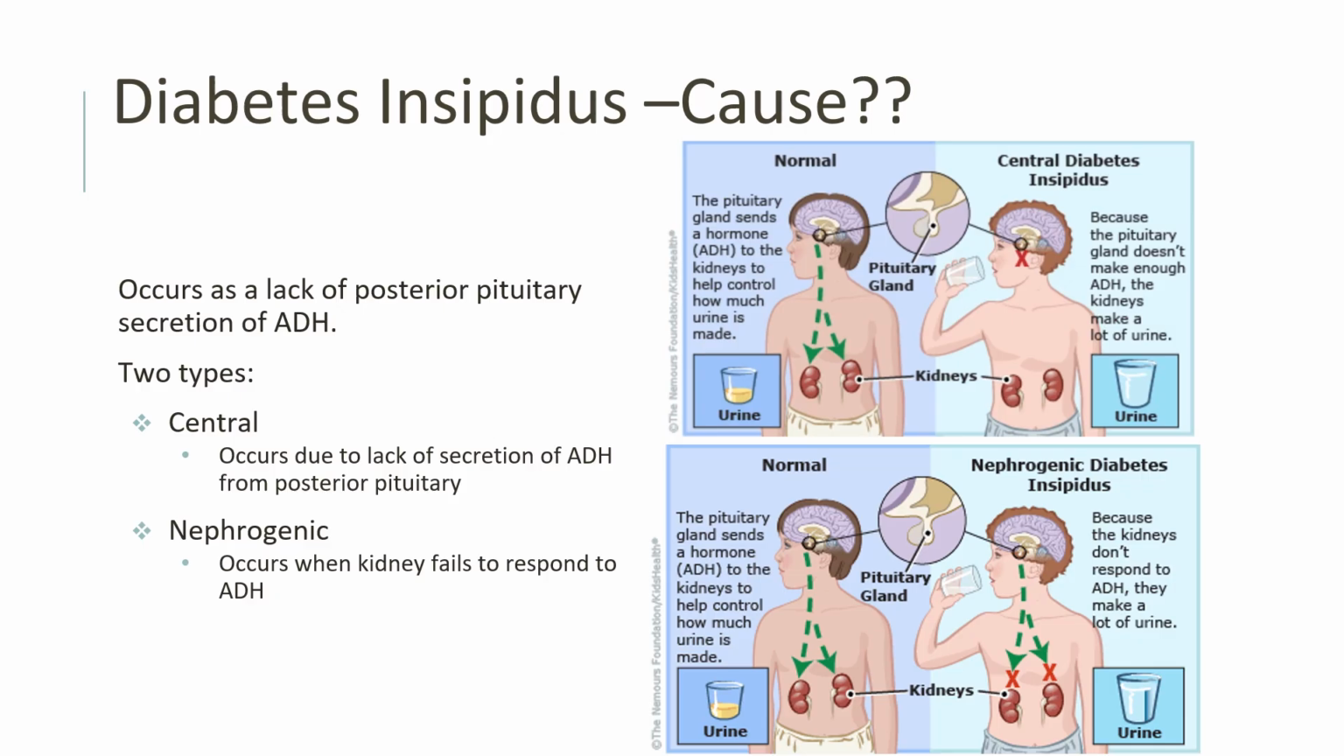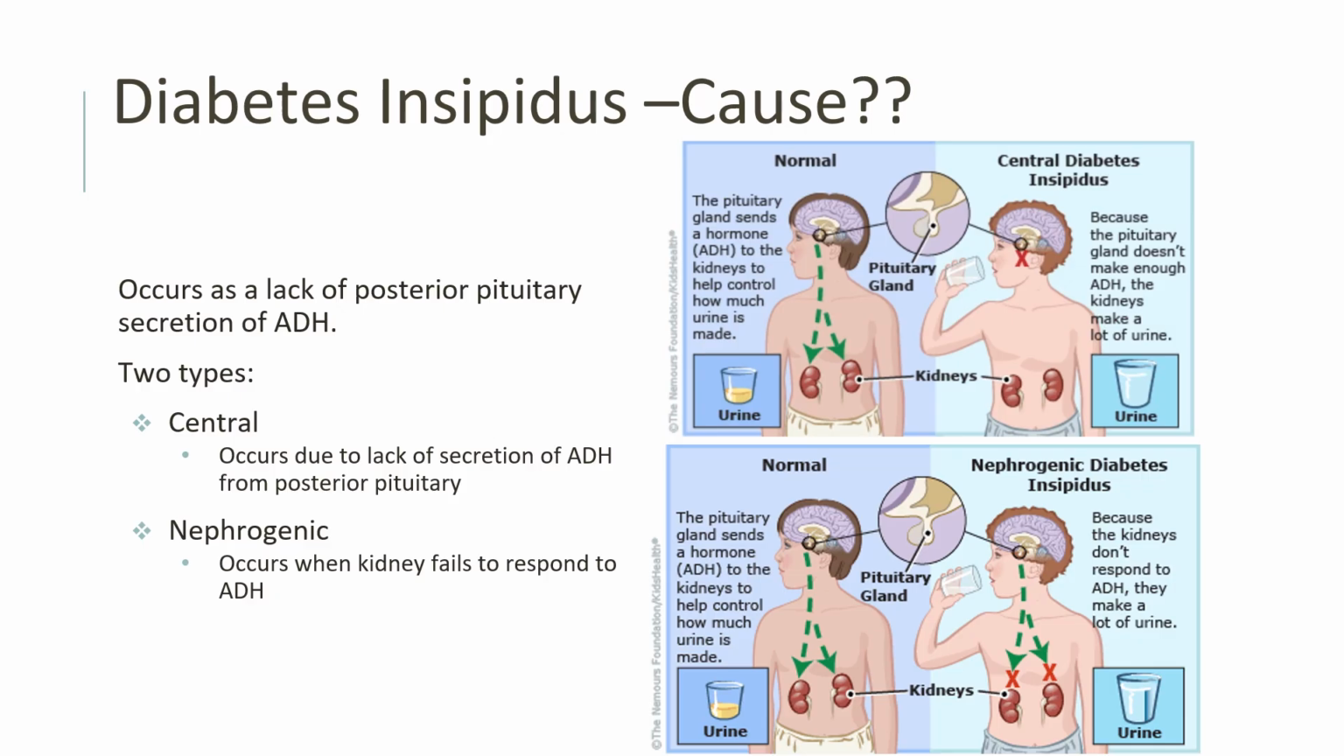The pathophysiology of central or neurogenic DI deals with the pituitary not producing enough ADH. And with this, the kidneys don't know to concentrate the urine, so you have a large urinary release, polyuria. This was the more common of these two.